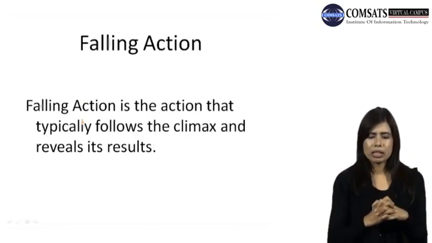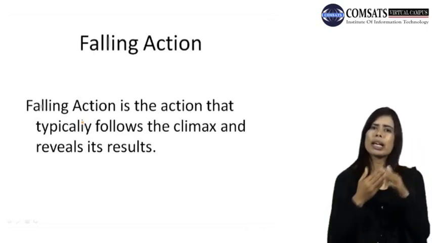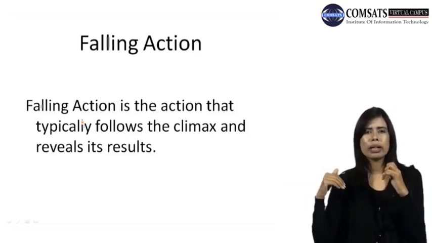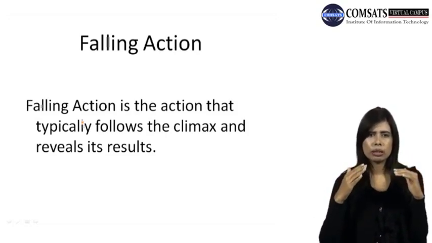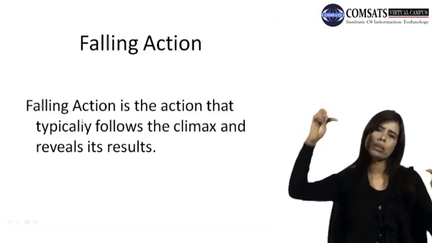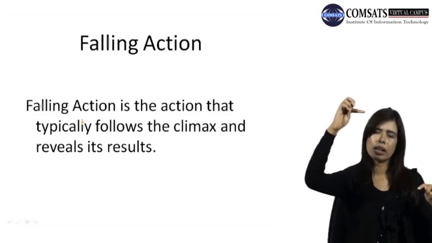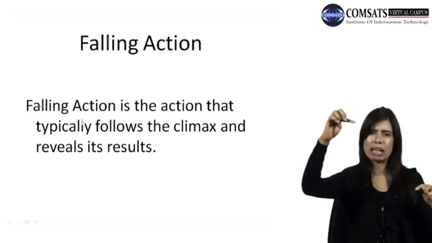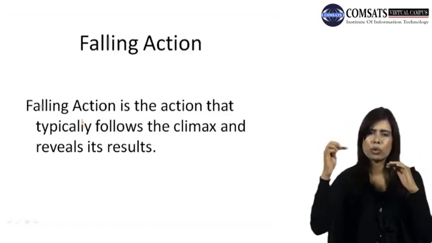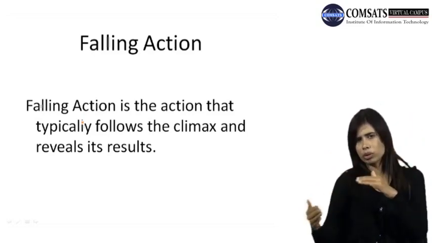Falling action is the action that typically follows the climax and reveals its result. So basically this falling action leads you towards the result or the end of the story, and it usually follows the climax. Previously, in the climax, the conflict is at the top and there is a higher level of emotional attachment, and you develop your reader's interest, and the reader tries to know what would happen next. So then the falling action comes and it leads you towards the end.